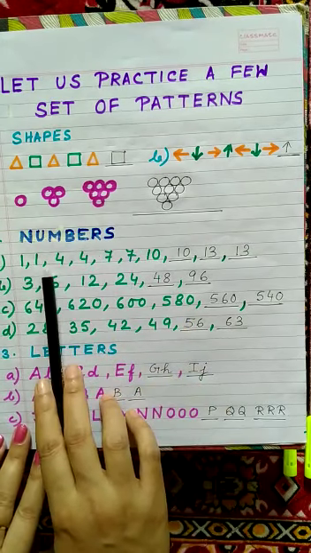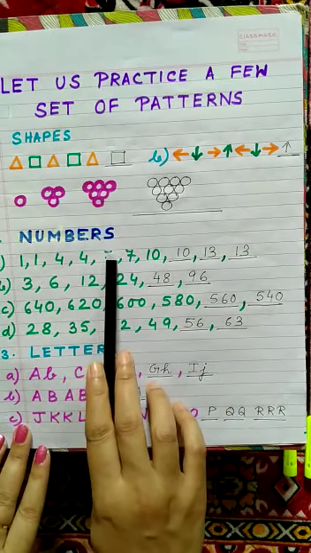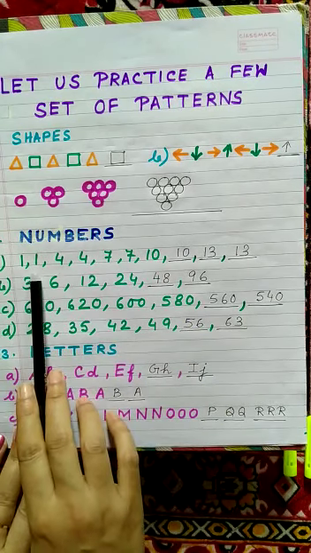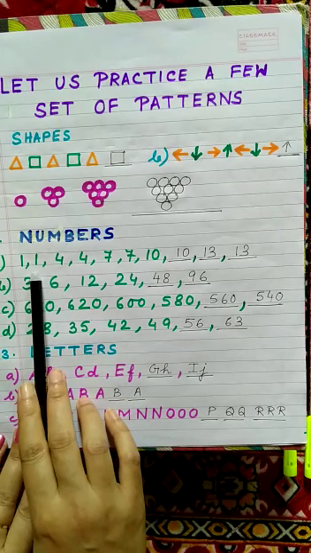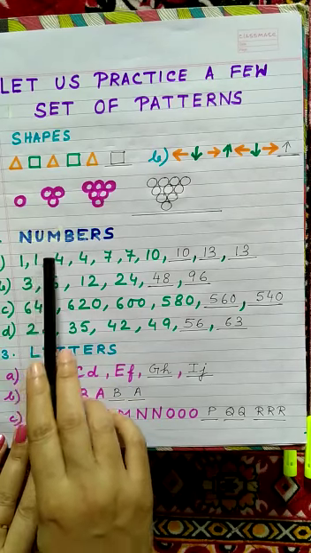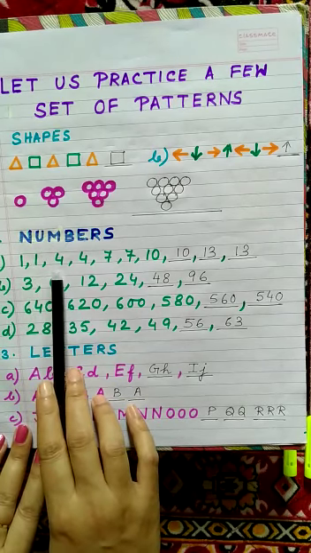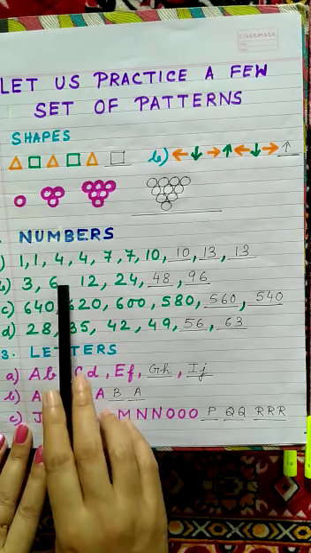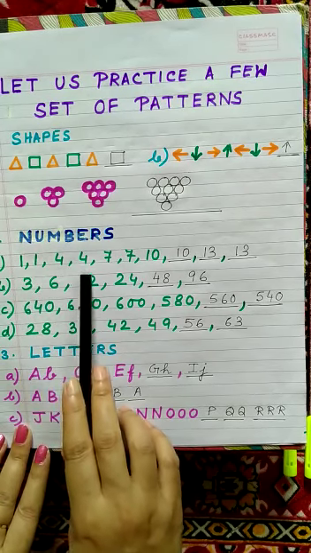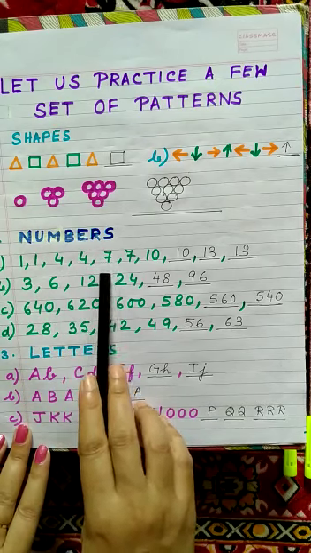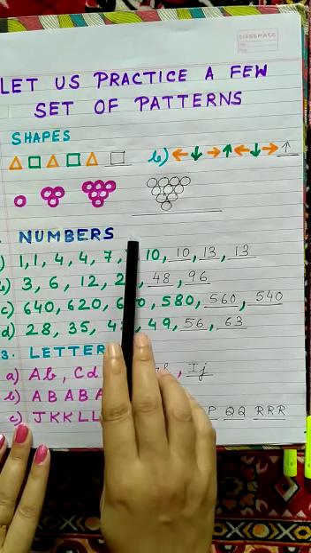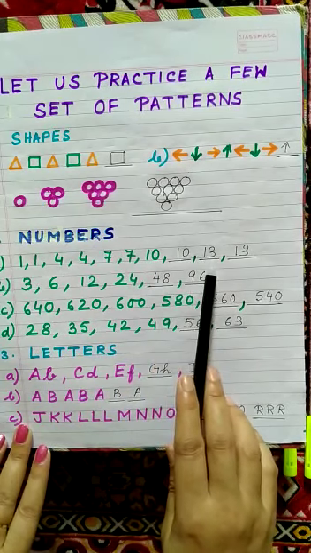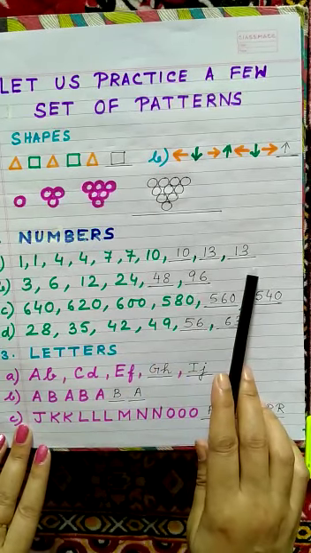Next we have patterns of numbers. Here you see each number is repeated twice. Along with it, 3 is added to each number. Like here 1, 1, 1 plus 3 is 4, 4, 4. 4 plus 3 is 7, 7, 7. 7 plus 3 is 10, 10, 10. 10 plus 3 is 13, 13, 13.